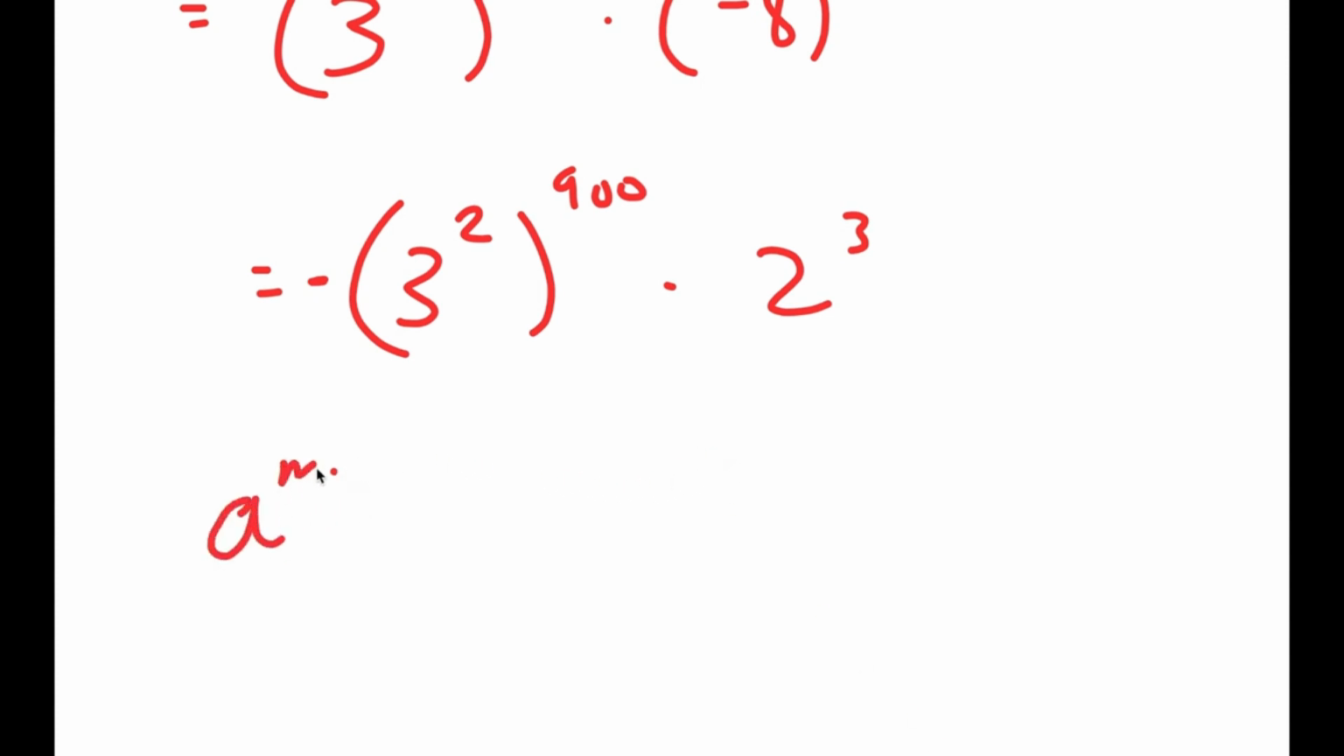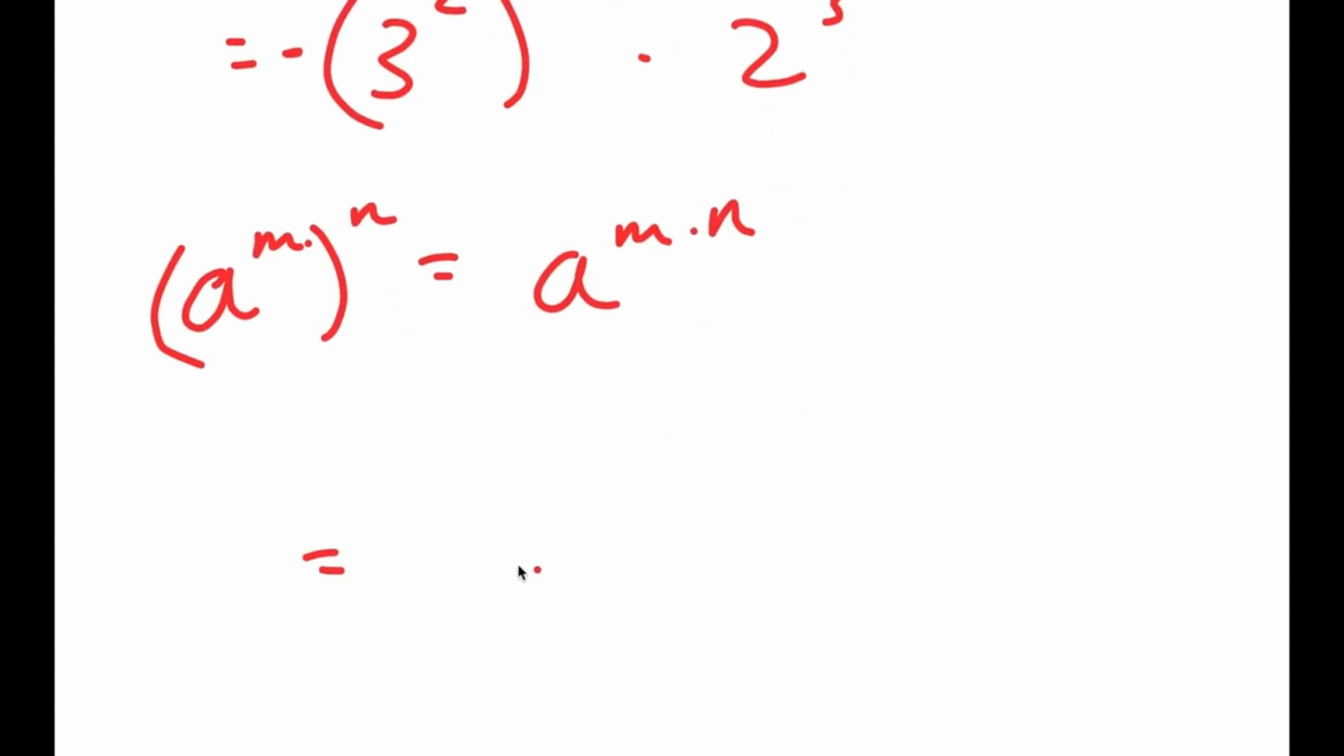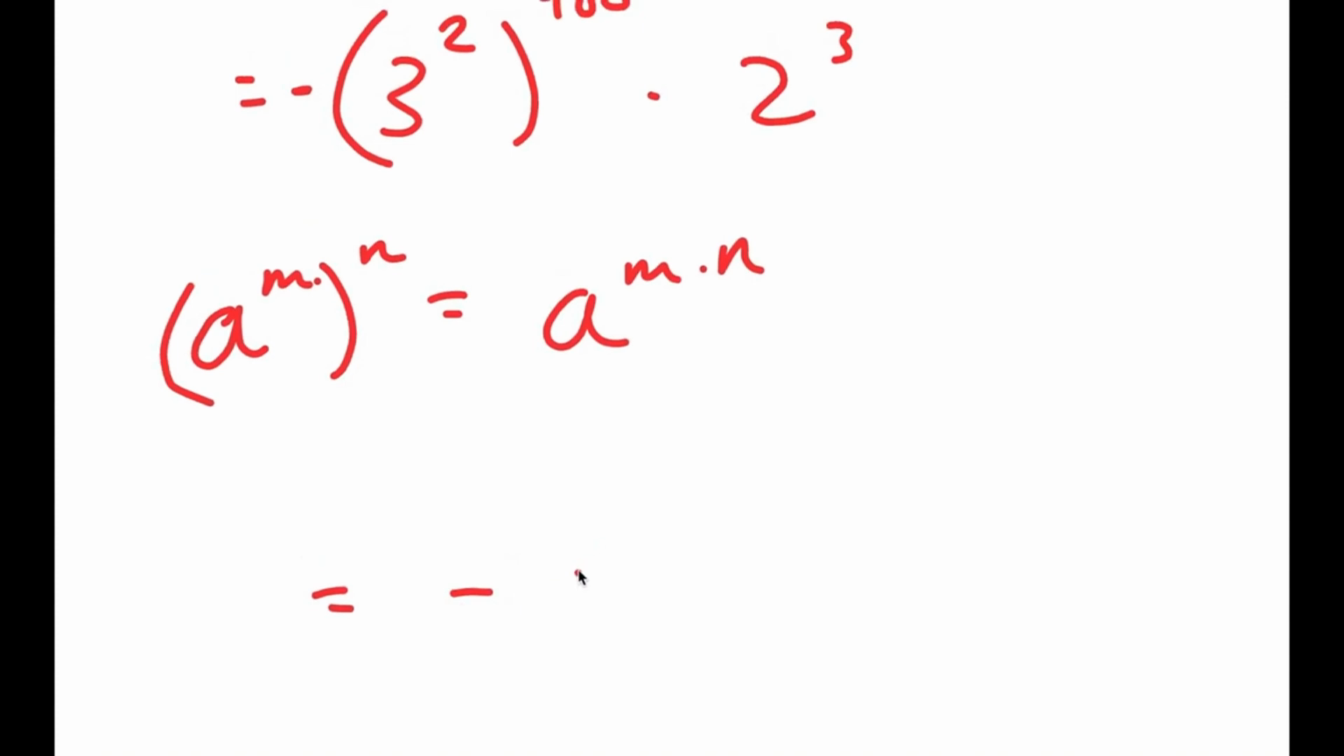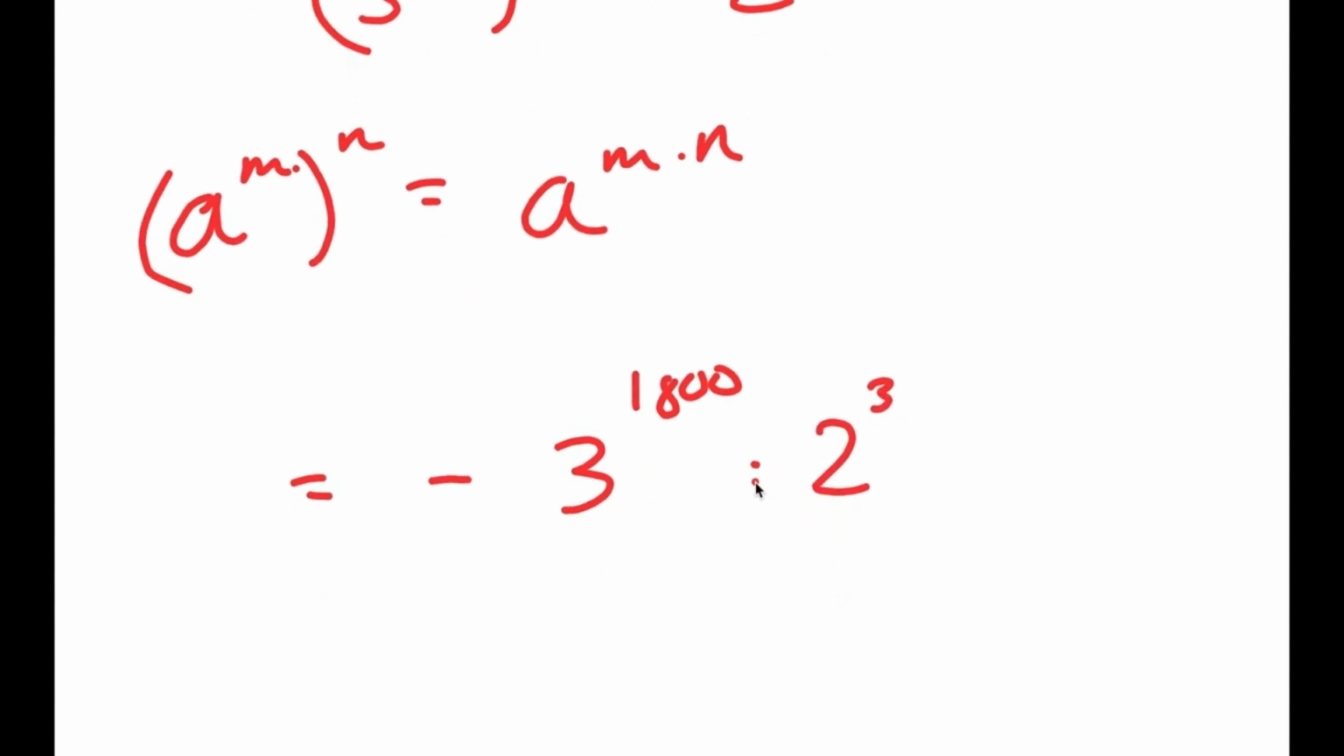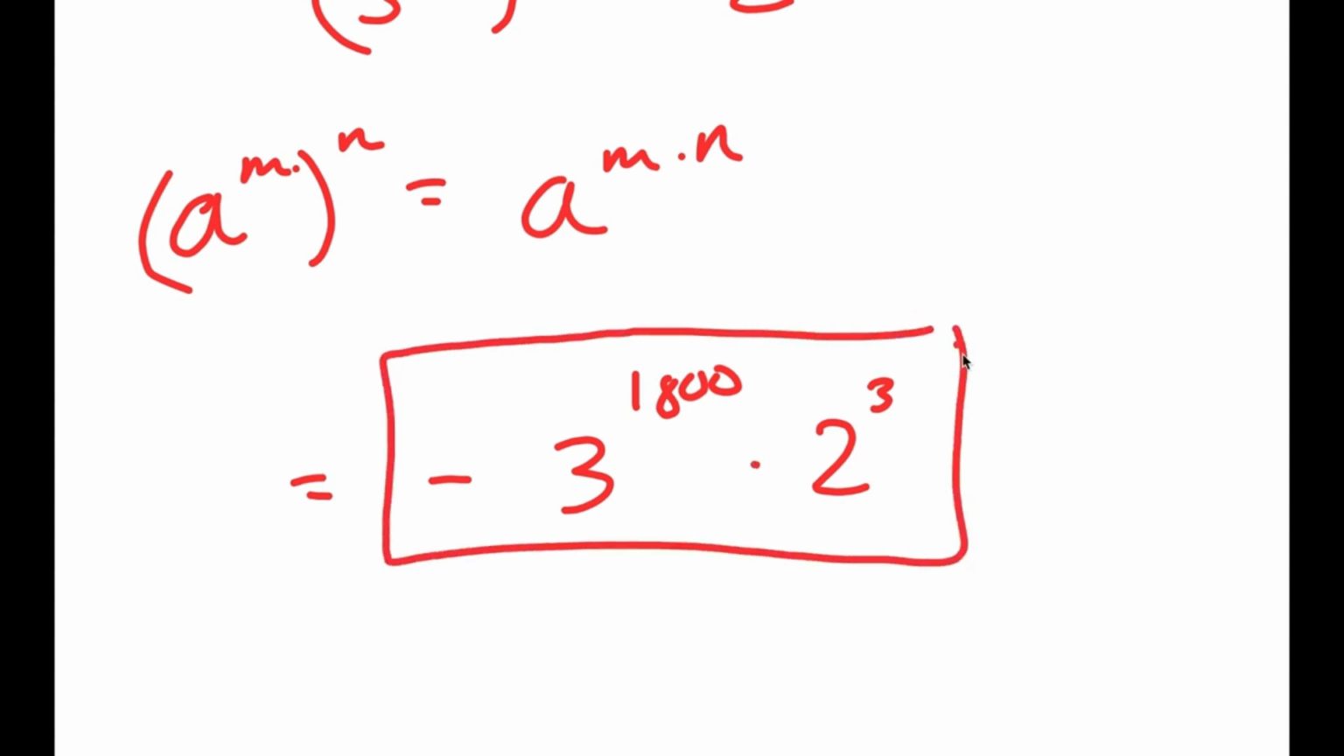Now, if I have something in the form a to the power of m to the power of n, this is equal to a to the power of m times n. So it's going to turn into negative 3 to the power of 1800 times 2 to the power of 3. So this is the most I can simplify this, so this is my answer.